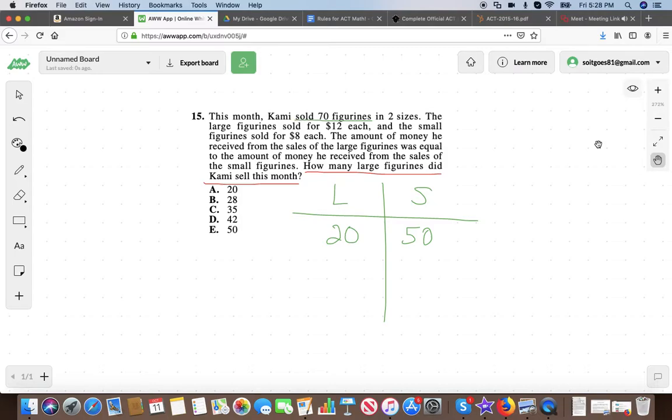So the numbers have to add up to 70 total figurines when you add up the large and the small. And we know the amount of money he received from the sale of the large figurines was equal to the amount from the small figurines. So how much did he make from the large figurines? We can calculate that really easily. The large figurines sold for 12, so it's just 20 times 12. What's that?